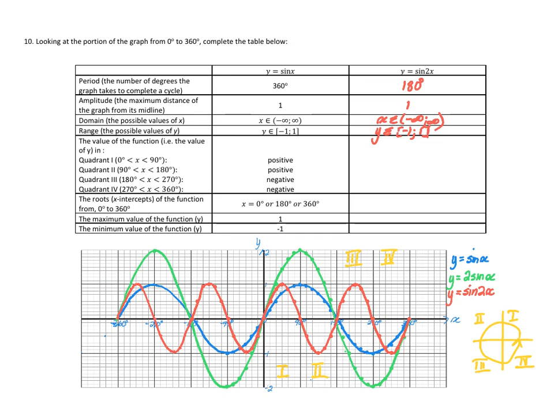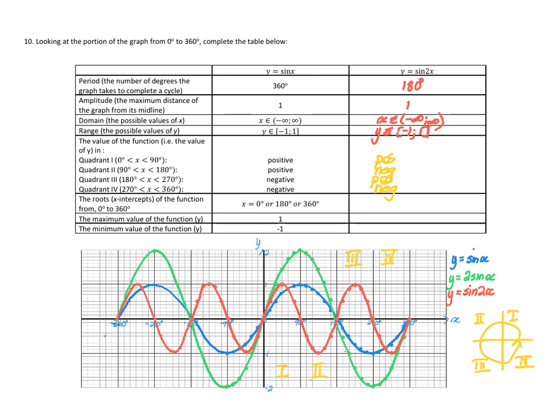Sine 2x is positive in the first quadrant. You can see these y values here are positive, but it becomes negative in the second quadrant. In the third quadrant, it's positive again. And in the fourth quadrant, it is negative again. So that was quite an interesting change.